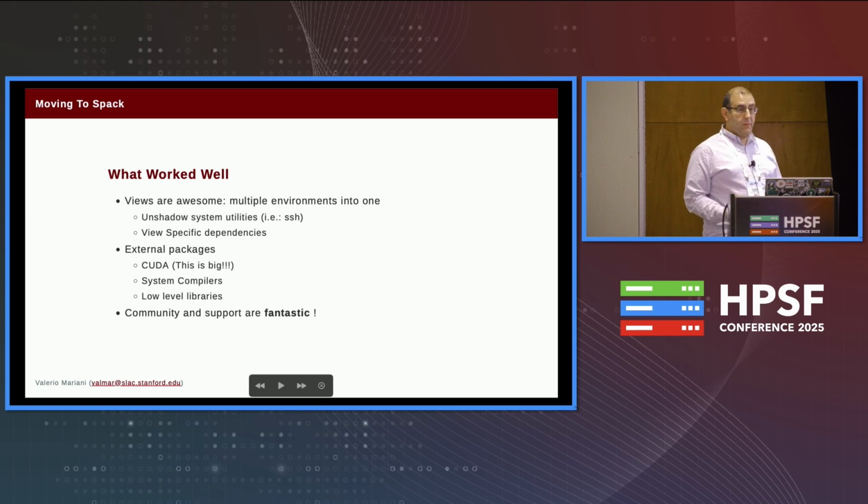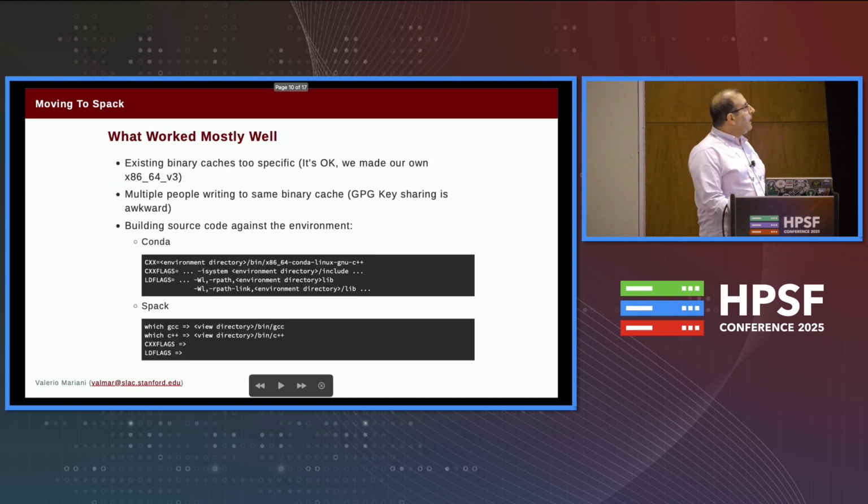And the community and support are fantastic with the Slack channel, and I think I felt very welcome. What worked mostly well, but with some problems, was the binary caches we found, this was some time ago, were too specific. We need to install on some old system like Red Hat 7, again, because that's what comes with the hardware and we can't change it.